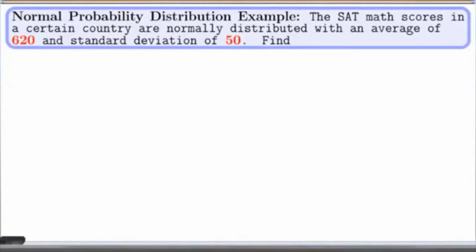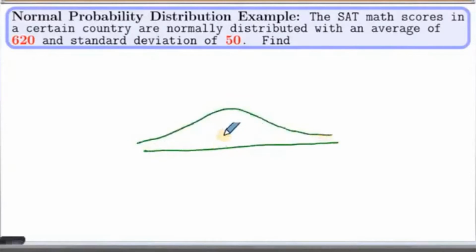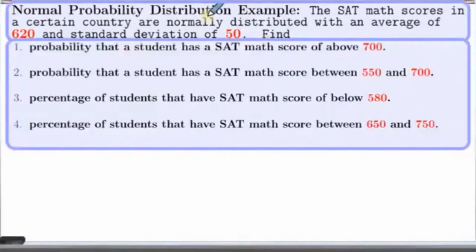The SAT math scores in a certain country are normally distributed with an average of 620 and a standard deviation of 50. Now, let me make a graph here. And we know mean is in between, so in this case, mean is 620, so 620 is here. For this problem, we are supposed to find these different probabilities. Now, let's work on this problem one at a time.